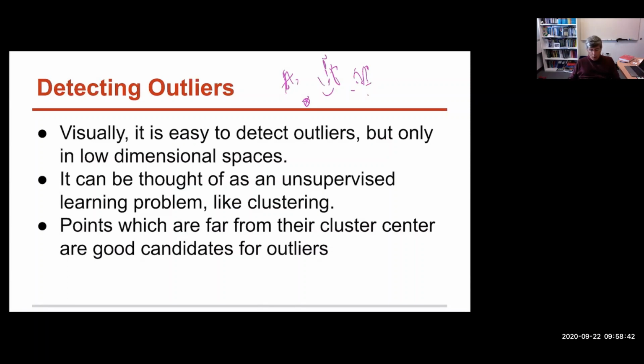And so one way to identify potential outliers in higher dimensional space might be to cluster the data points and find the center of each cluster. Then for every point, keep track of the distance to the nearest cluster center. If that distance is large, that is probably a good candidate for an outlier. Any questions about that? Okay.